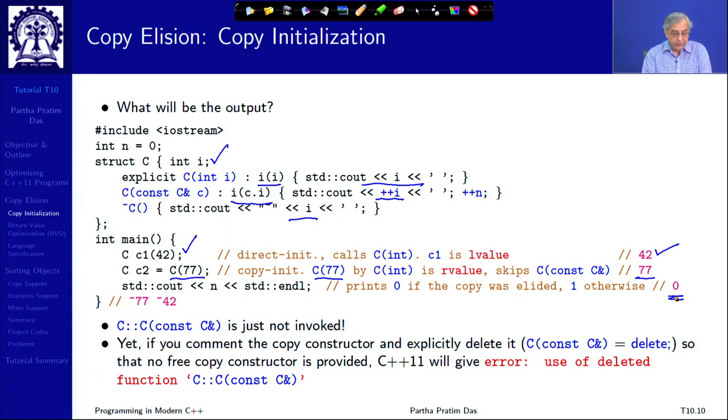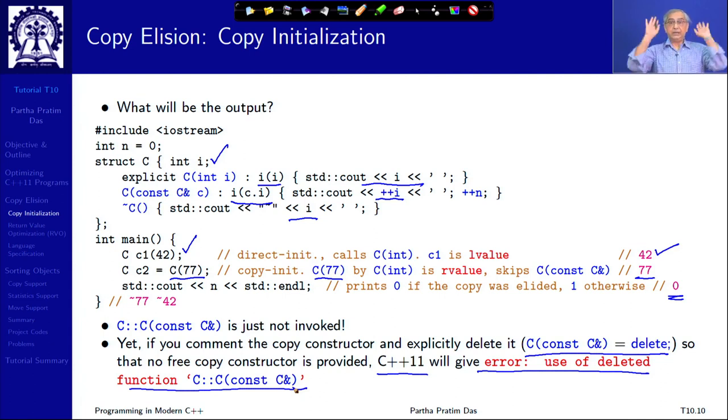Right? In fact, you might say that if I comment out the copy constructor, how do I know whether the copy constructor is actually invoked or not, because the compiler will give me a free copy constructor. So, you can comment out the copy constructor and explicitly delete it. You have already learned how to delete a function in a class, explicitly delete that. So, no free copy constructor is provided. Then the C++ compiler will give an error, the use of deleted function. I mean, isn't it a little funny, because if I provide it, it does not invoke it, but if I say that it is not there, then it does complain, right.